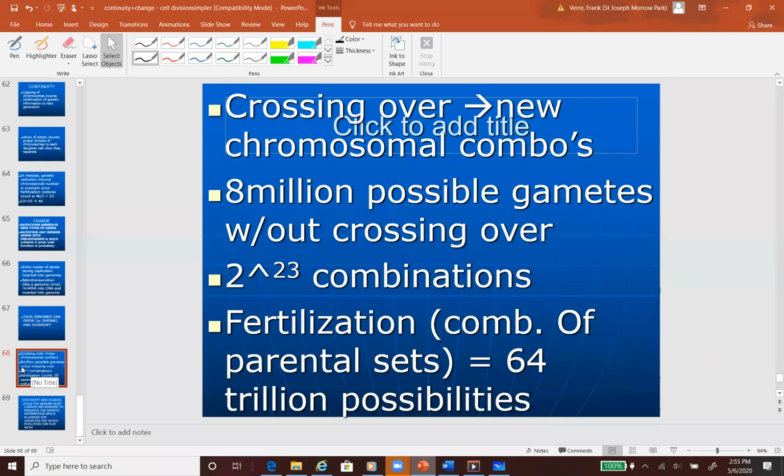So here's a word of advice. If anyone says to you, baby, you're 1 in a million, tell them off, because 1 in a million, you're actually 1 in 64 trillion. Actually, it's even rarer than that, because this does not even include crossing over.